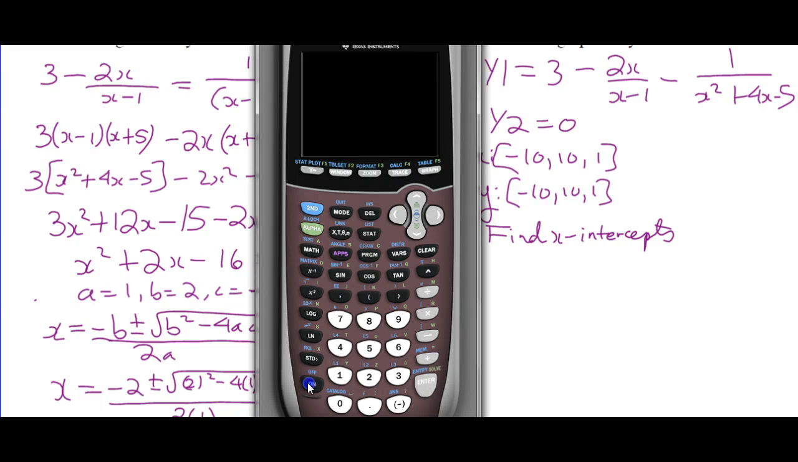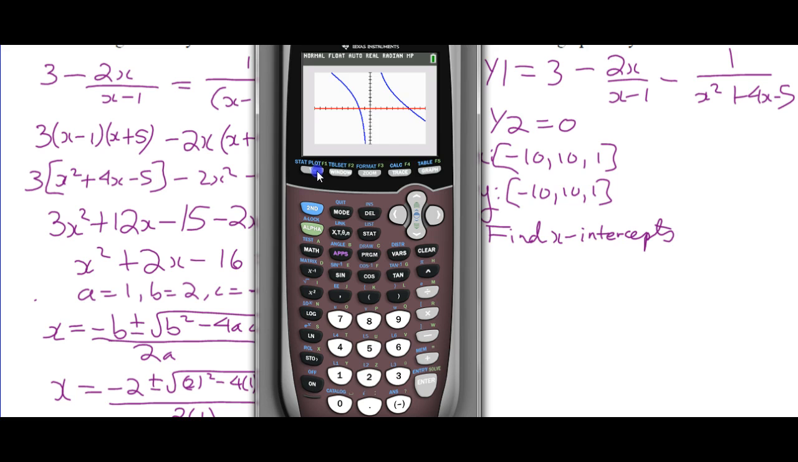Let's go to this guy. All right, what do we got? 3 minus, I'm going to throw brackets around this just because I like to throw brackets around stuff, 2x divided by x minus 1, close that, minus 1 divided by bracket x squared minus 4x minus 5.